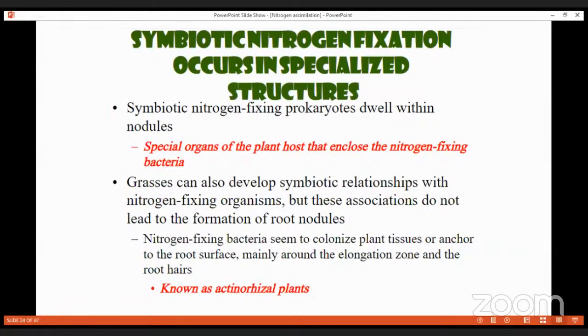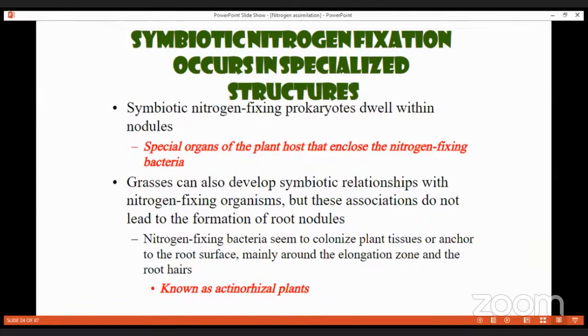So how is symbiotic nitrogen fixation occurring? It is occurring at specialized structures. What are the specialized structures? They are developed by plants to enable this symbiotic relationship. Plants develop different kinds of nodules. These are also thick walled structures. Symbiotic nitrogen fixing prokaryotes live within these nodules. What are nodules? These are specific organs of the plant host that enclose the nitrogen fixing bacteria inside them. Different grasses can also develop symbiotic relationships with nitrogen fixing organisms, but these associations do not always lead to the formation of root nodules.